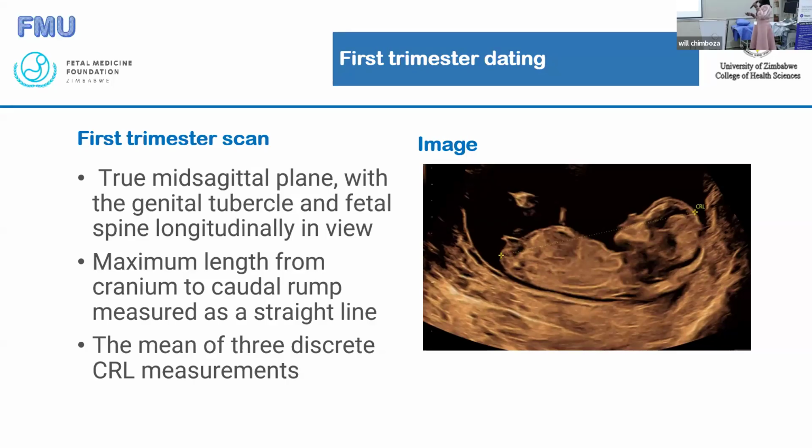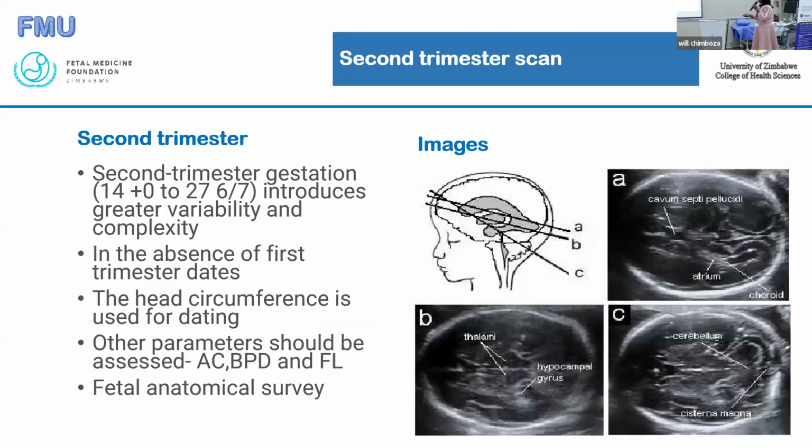So it was demonstrated during the live scanning that we take the maximum length from the crown to the rump. As we measure, there should not be any part of the baby beyond the caliper, and also on this side, no part of the baby should be visible beyond the caliper. So we take 3 discrete CRL measurements, and the machine will calculate the mean CRL and give us the expected date of delivery and gestational age.